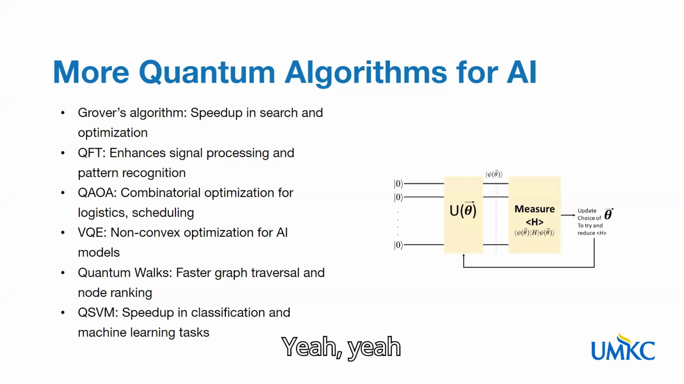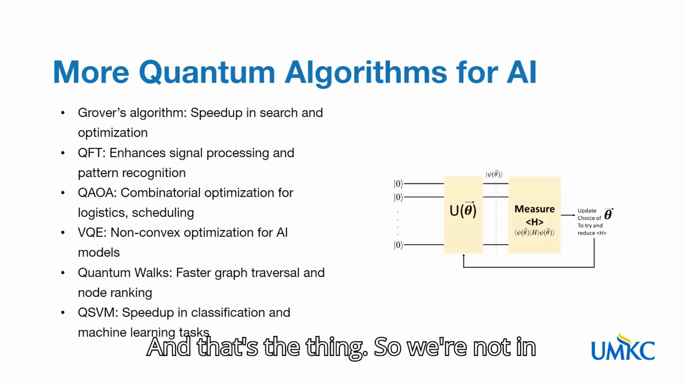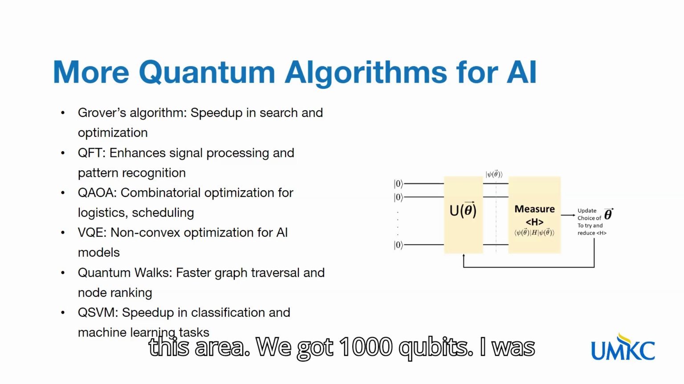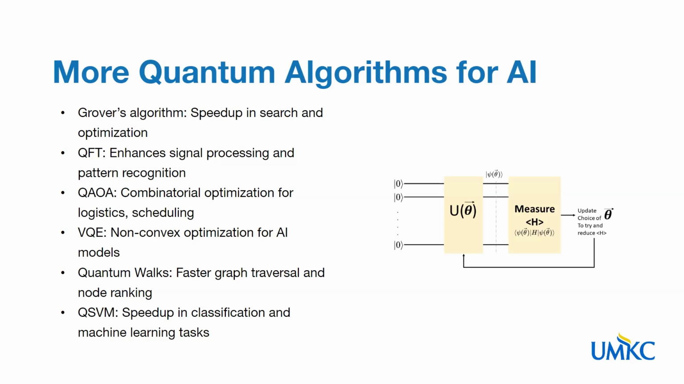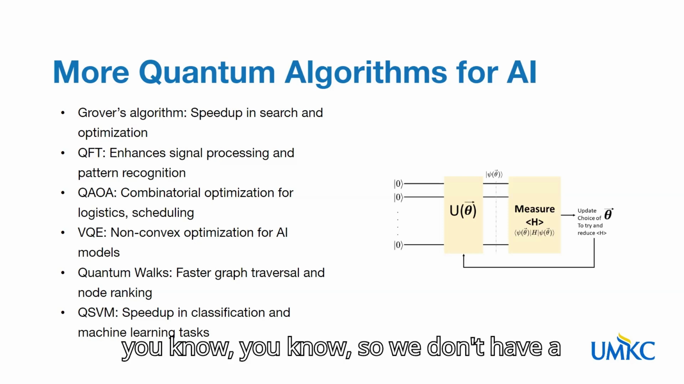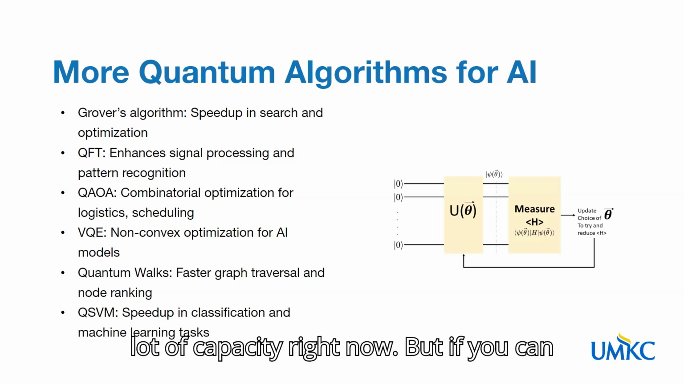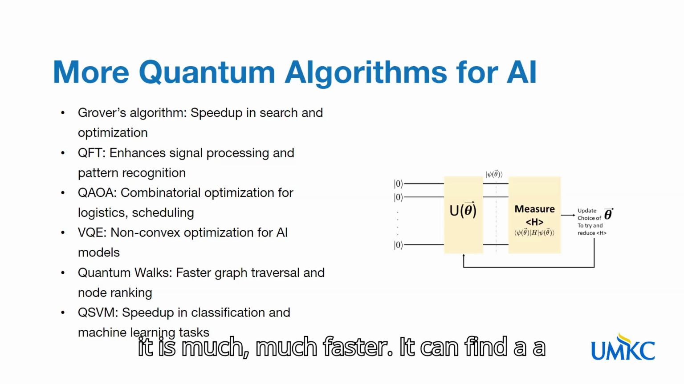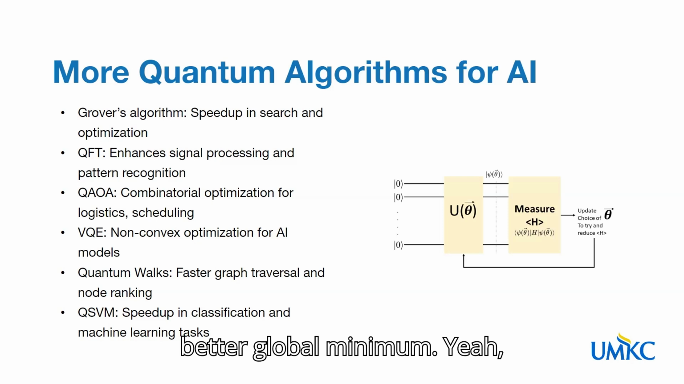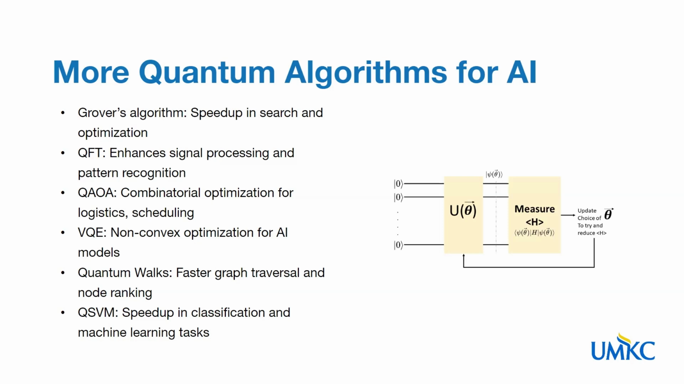You also see that on the AI part, we also evaluate based on the existing system. Yeah, and that's the thing. So we're in that NISQ era. We've got 1,000 qubits. I was telling someone before, if you think about that, that's 15 N64s around. So we don't have a lot of capacity right now. But if you can fit your problem into a quantum solver, it is much, much faster, and it can find the better global minimum.